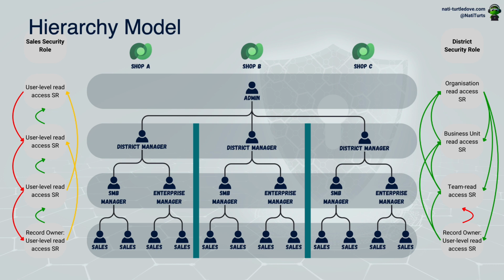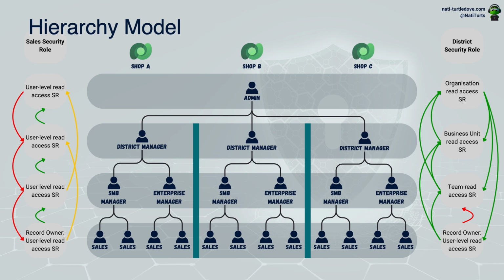If you look onto the far right hand side now, where we've enabled a district security role, so another granular layer on top of our sales security role, that can then get assigned to the district manager. That basically defines, okay, well, we've got business unit privilege to these types of tables. We've got organizational level reads to this table, etc.